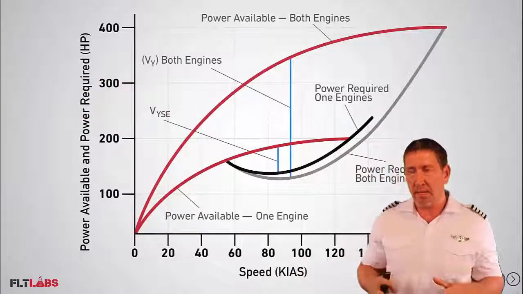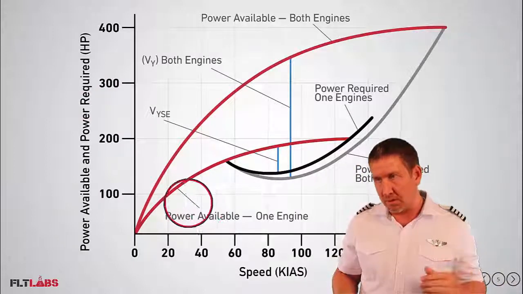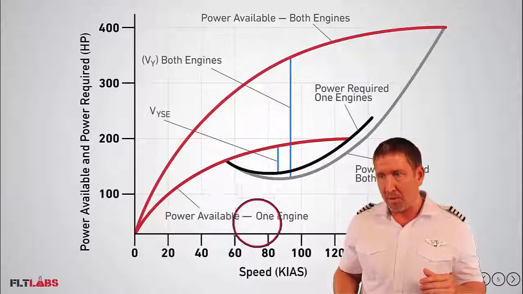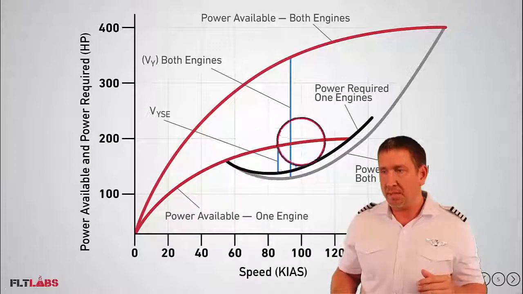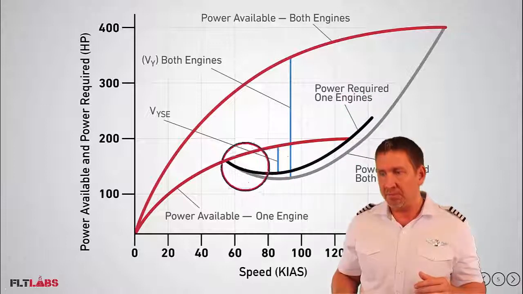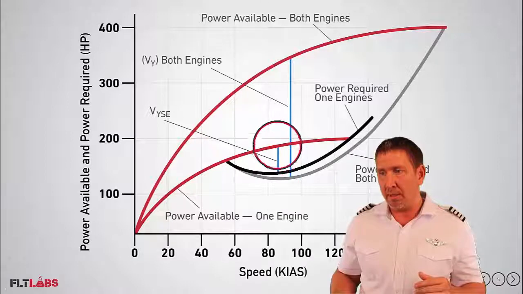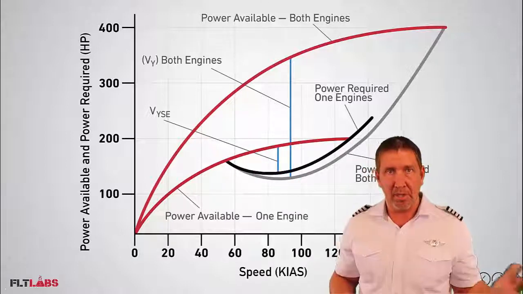We can see that here graphically in this image. This is for multi-engine airplanes, but we'll see here. Power available one engine is this line, and then power required one engine is here. And so the difference between what we need, power required, and the power available is our ability to climb.